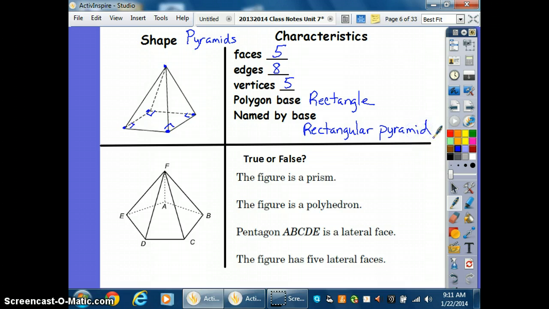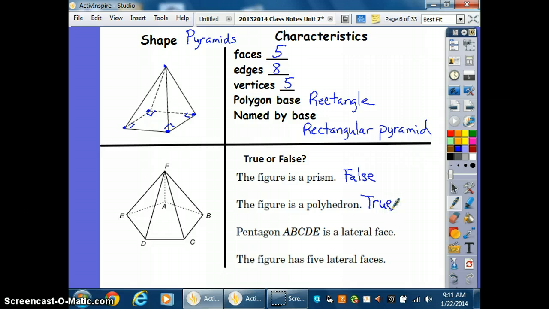All right, and then here we have some questions about this pyramid. This figure is a prism. Oops, I guess I just told you that. No, it's not a prism. It has only one base, so that is false. It's a pyramid, right? One base. This figure is a polyhedron. Polyhedron means made up of polygons. Yeah, that's true. It's made up of a pentagon and triangles, so that is true. It's a polyhedron.